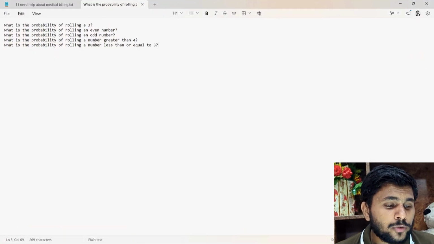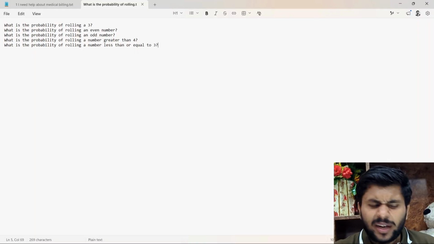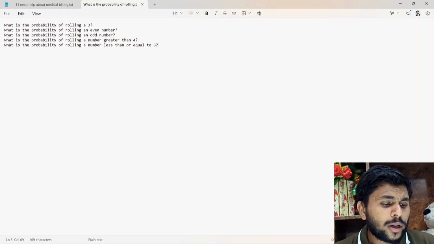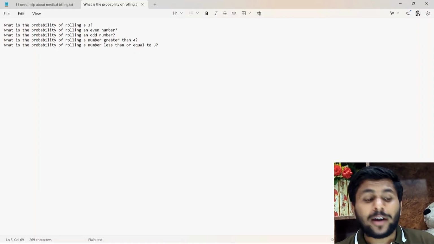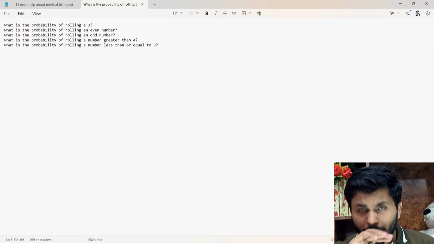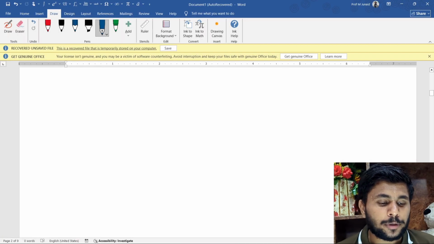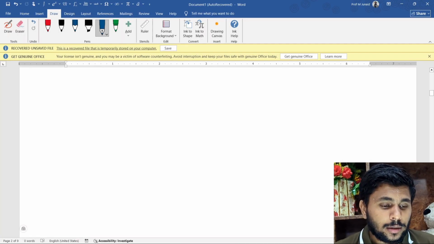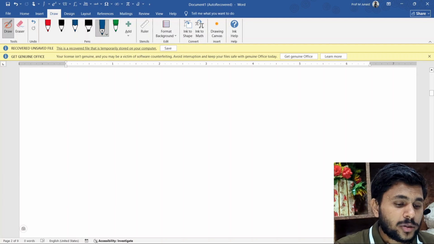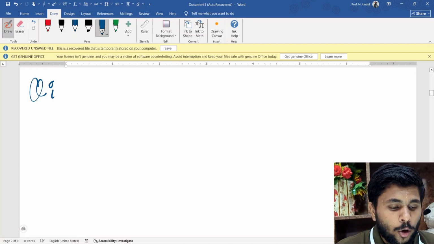Our first question is, what is the probability of rolling a 3? We already did it, so let's move on to the next question. What is the probability of rolling an even number? Very interesting question. What is the probability of rolling an even number? So let's draw it.